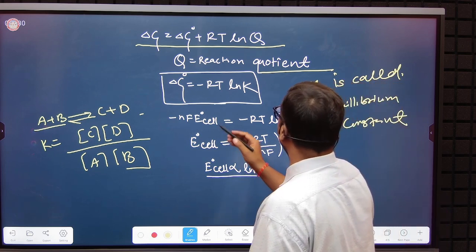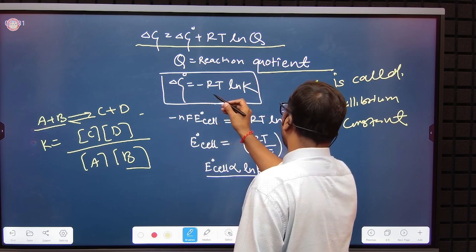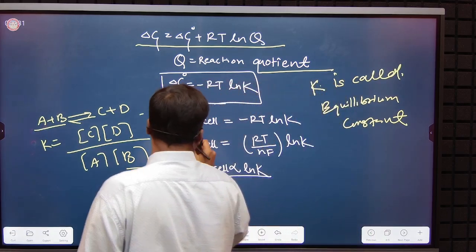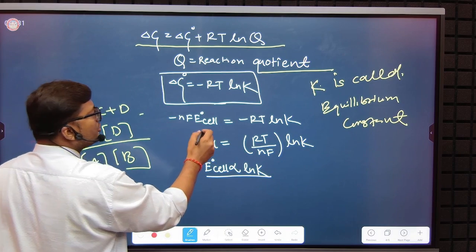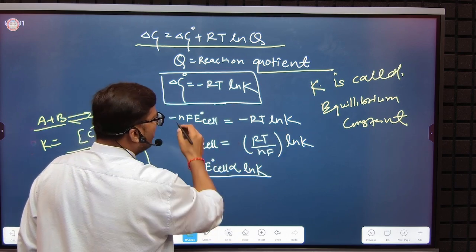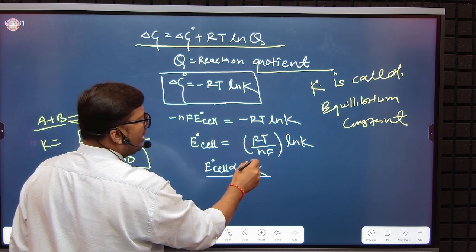So what is the relation here? Delta G naught is equal to minus RT ln K, right? And delta G naught, as you know, is minus nFE0 cell, which is equal to minus RT ln K. So the minus signs cancel out. So E0 cell is equal to RT upon nF ln K.